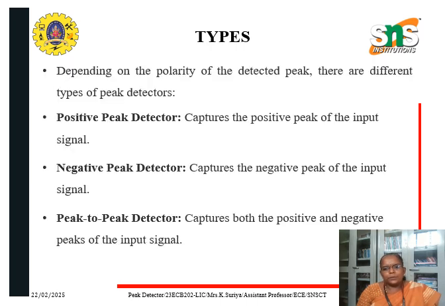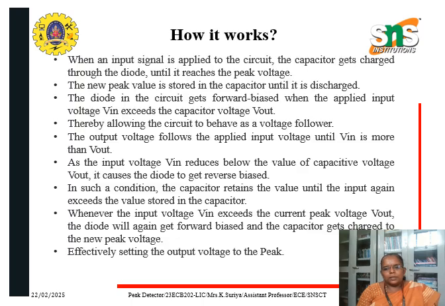Next, we'll see the types of the peak detector. It is divided into three types based on the polarity of the peak that is detected. The first one is the positive peak detector, in which it captures the positive peak of the input signal. Next one is the negative peak detector, where it captures the negative peak of the input signal. And last one is the peak to peak detector, where it captures both the positive and negative peak of the input signal. We'll see the working of the peak detector in detail.